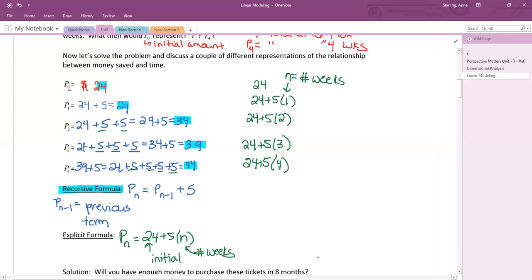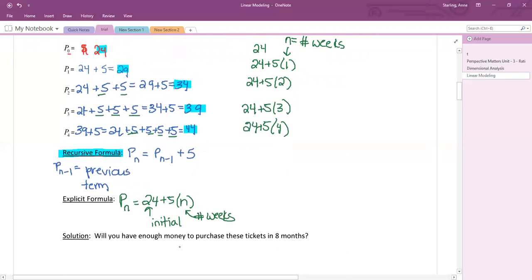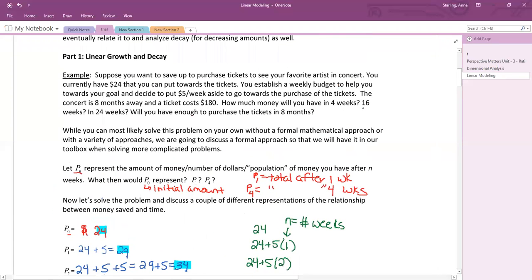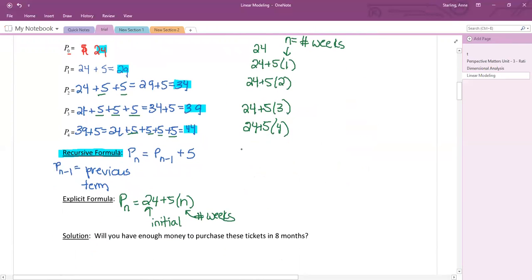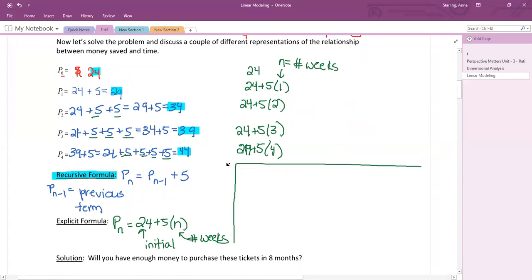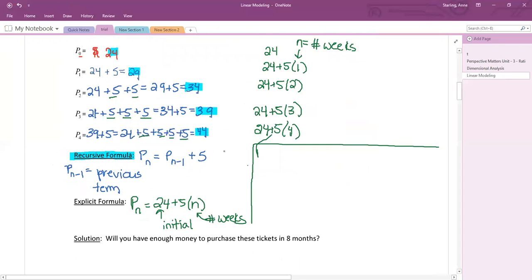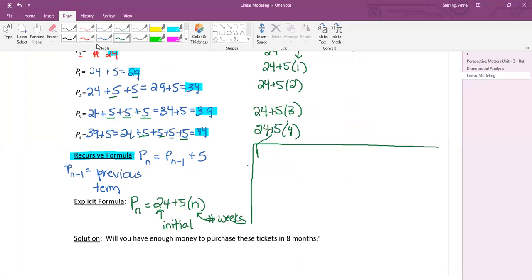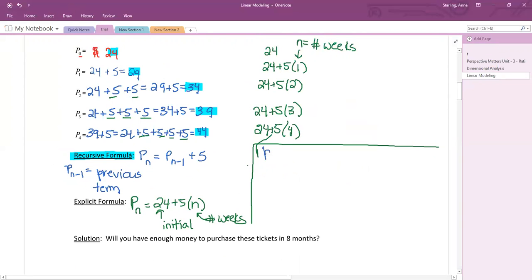So now the question is, will I have enough money to purchase the ticket in 8 months? And the other part was, how much will we have at 16, 24, etc. So using that explicit formula, we can get P of 4, and hopefully it'll match exactly with what we did earlier, because we should have $44 if we do it this way. All right, so I'm going to come over here, and P of 4 should be equal to 24 plus 5 times 4, which is $44.